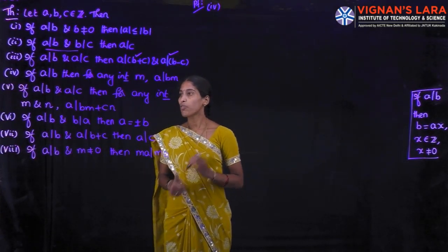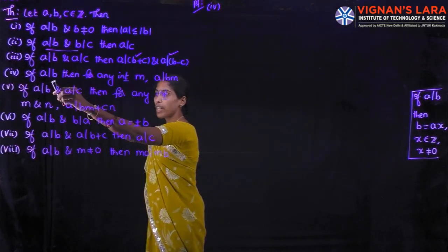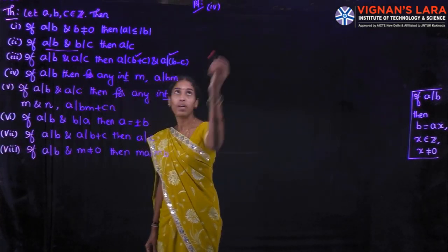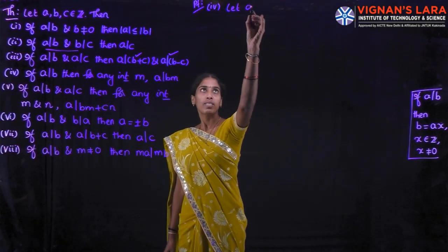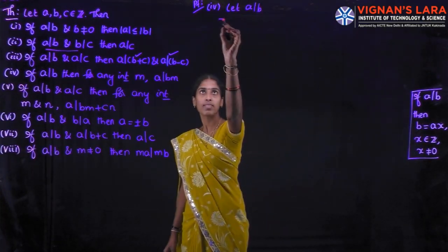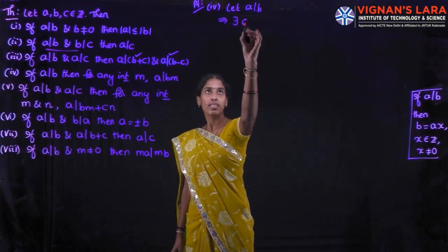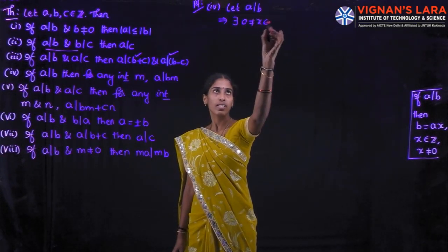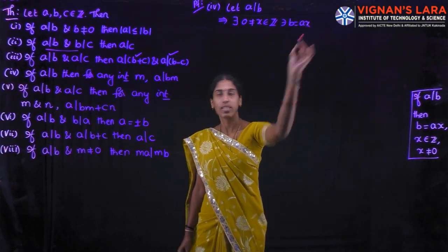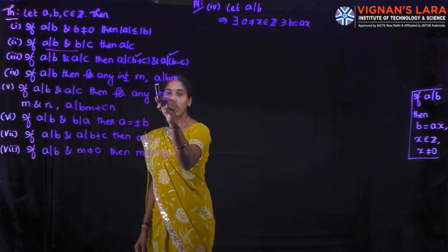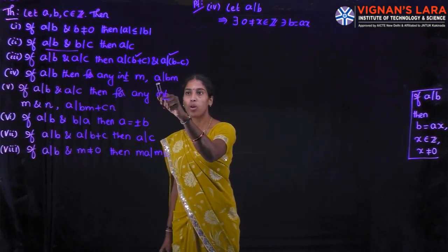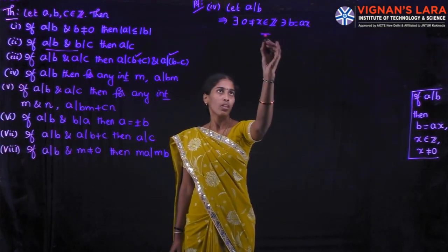Now we start the fourth one. The fourth one is, if a divides b, then for any integer m, a divides bm. So let a divide b. By the definition, b is equal to ax, so there exists a non-zero integer x such that b is equal to ax. Now we need to prove that a divides bm, that is, bm is a multiple of a.